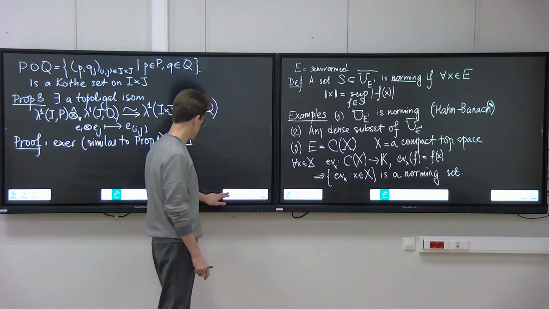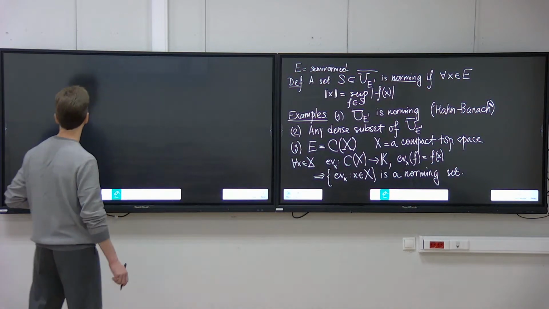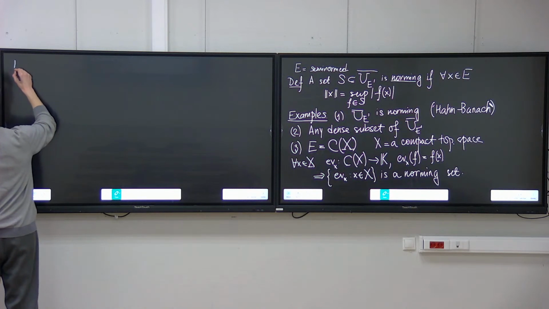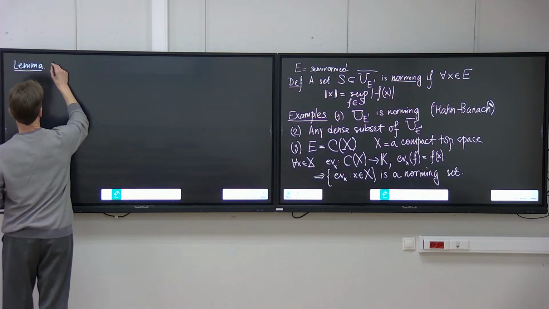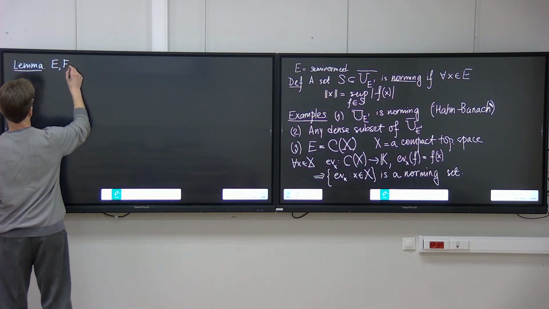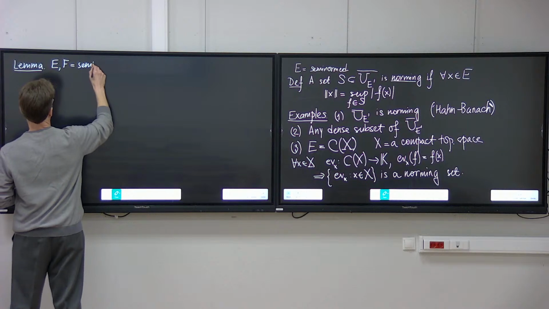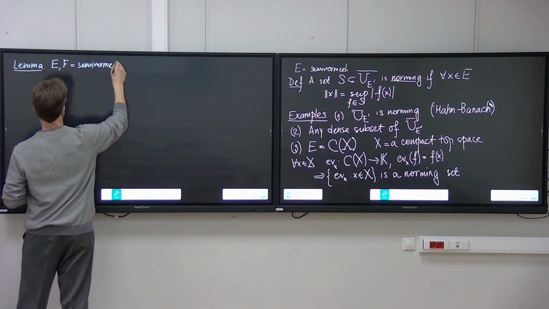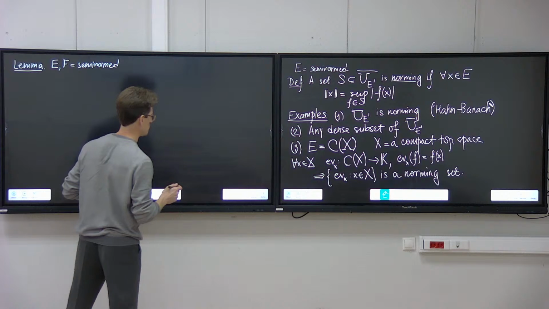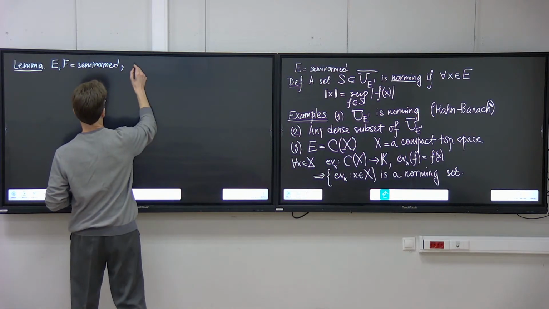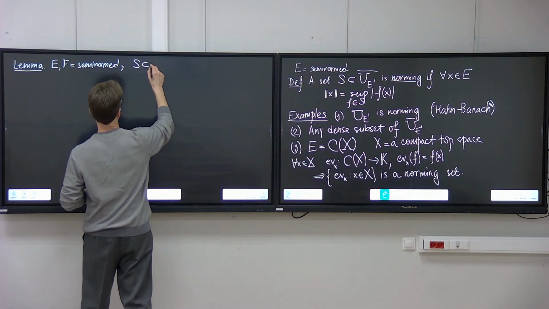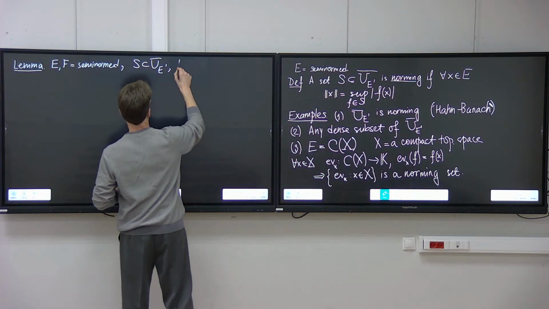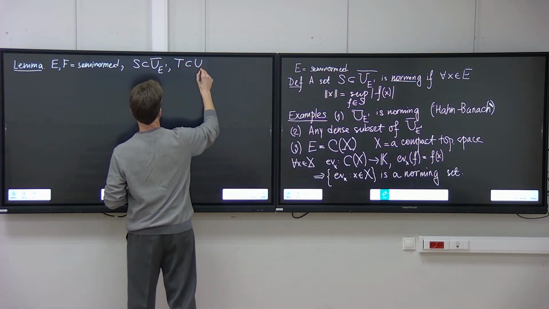Okay, so why do we need norming sets? We have the following lemma. Suppose we have two semi-normed spaces, E and F. And suppose that we have two norming sets, S and T. S is a norming set for E, and T is a norming set for F.